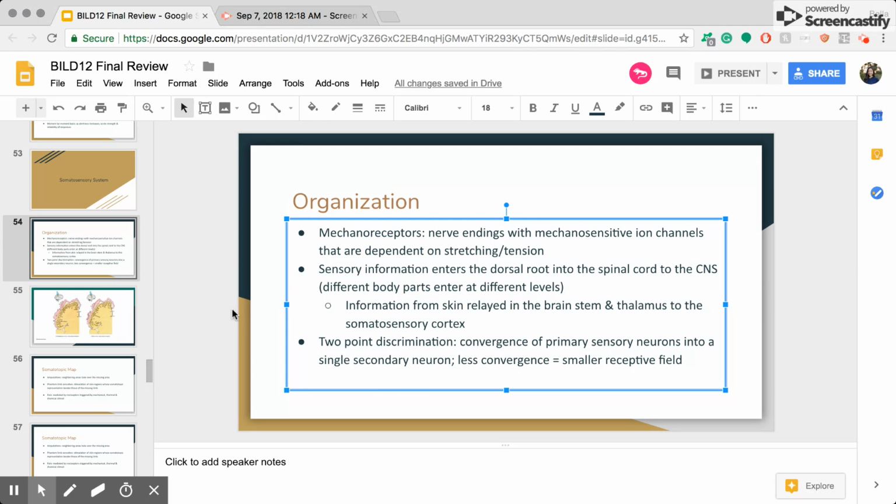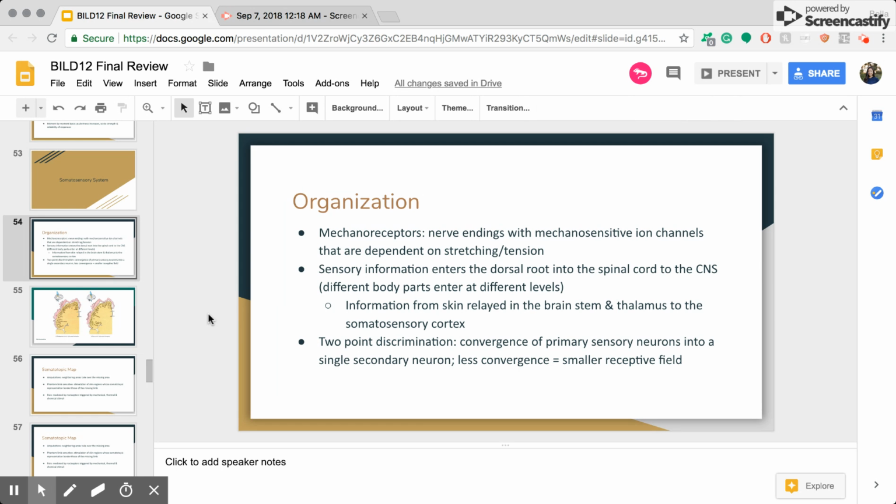There's the point of 2-point discrimination, which is the activity you did looking at your tactile acuity. And the reason why for some people or for some areas of your body, if you have 2 fingers touching it, you can either tell it's 1 or 2. That distance depends on the convergence of your primary sensory neurons into a secondary neuron. If you have a lot of primary sensory neurons that converge into a single secondary neuron, then you have a wider receptor field. But if you have only 1 or 2 converging, there's less convergence, so there's going to be a smaller receptor field. So you have to have 2 fingers be closer in order to detect it as 1.